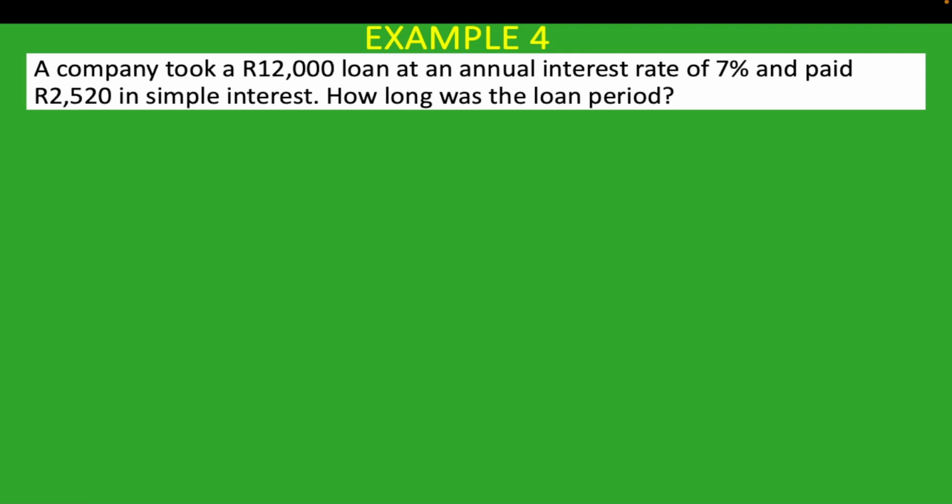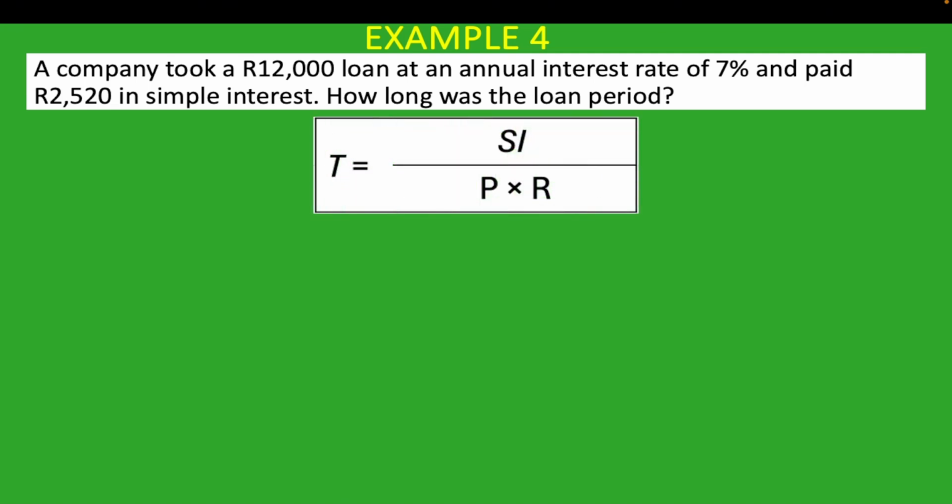Well, here's another easy example. We know what we have to calculate, the time period, because we're asked how long was the loan period. And so what do we have here? Well, a company took a 12,000 Rand loan. What do we call that? That is the principal amount at an annual interest rate of 7%. What do we call the 7%? That is our rate of interest, and paid 2,520 Rand in simple interest, as they have mentioned. That is simple interest.